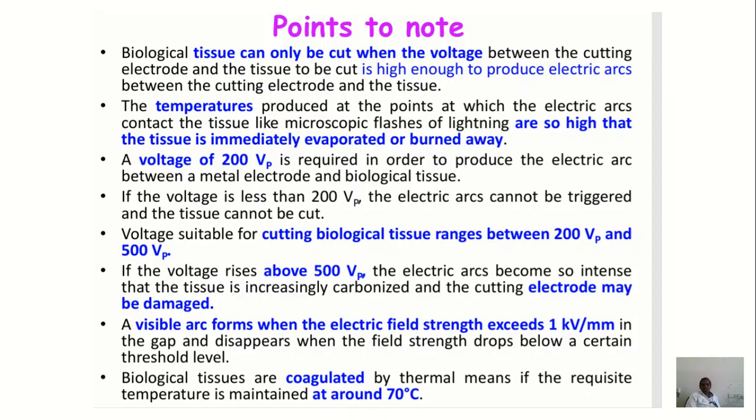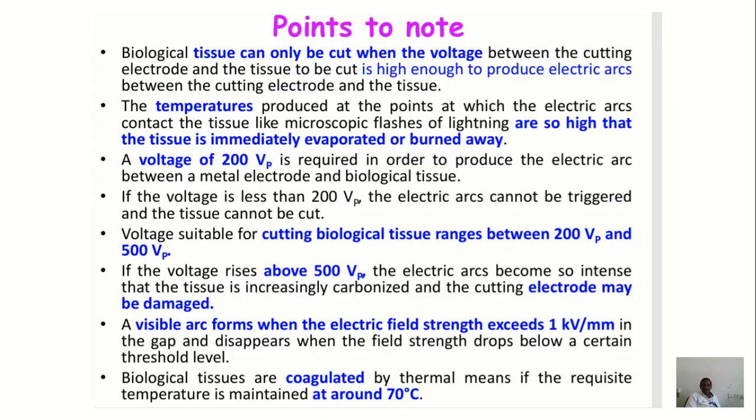Generally we see 200 volts. If the voltage is less than 200 Vp, what happens? The electric arc cannot be triggered and the tissue cannot be cut. That is why we use the threshold value of 200 Vp. The voltage suitable for cutting biological tissues generally ranges between 200 and 500. The minimum value is 200, and the maximum generally used is 500 volts. Below 200 volts it is not suitable, and above 500 it is not used.